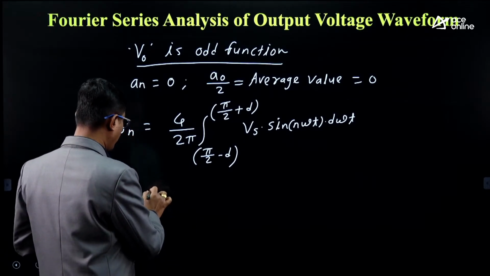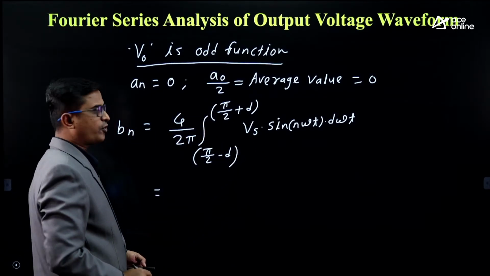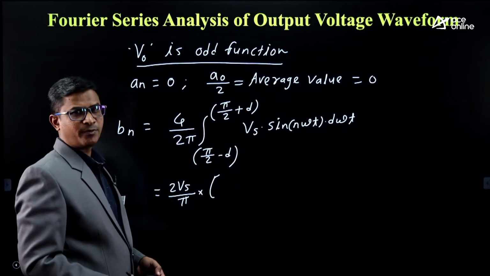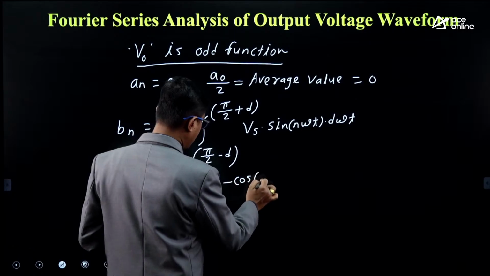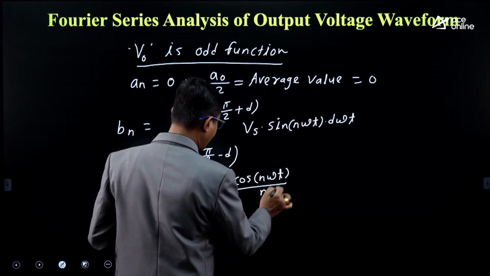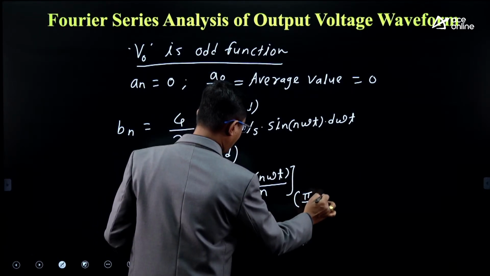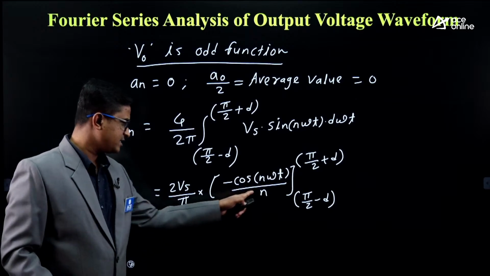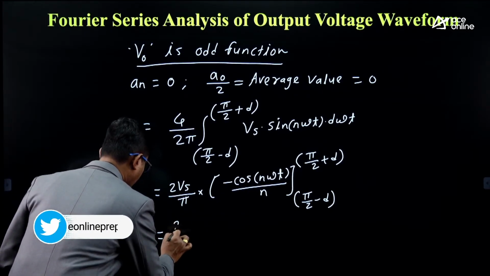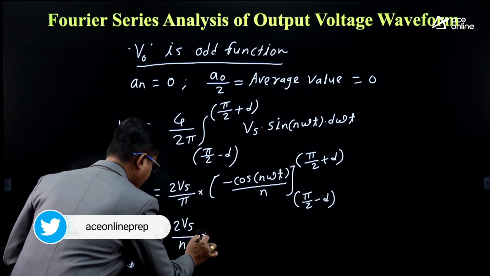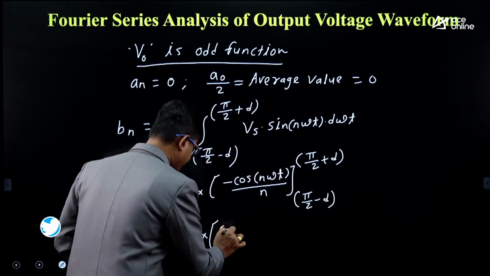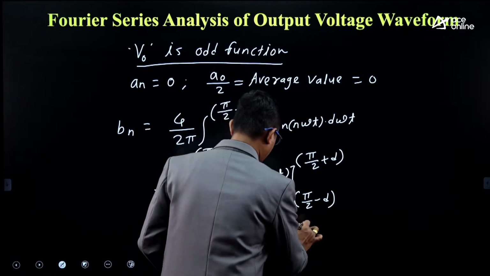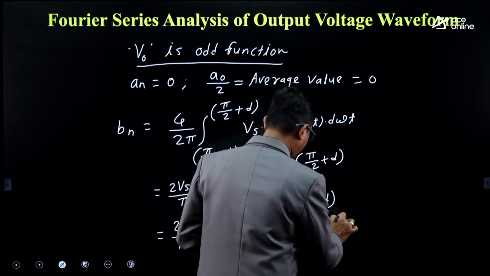Let us simplify it. Take this Vs outside. It is 4 Vs by 2 pi, which means 2 Vs by pi. 2 into Vs by pi into integration of sine of n omega t, which is minus cos of n omega t divided by n. Limit pi by 2 minus D till pi by 2 plus D. Let us take this divided by n outside. So it will become 2 Vs upon n pi into bracket, cos of n pi by 2 minus nD plus cos of n pi by 2 plus nD.